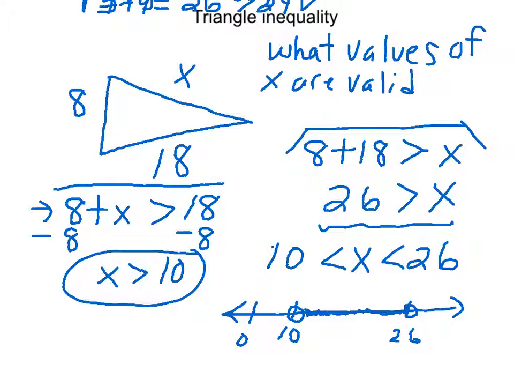You can't just plop any number you want in for x in this triangle. If you plopped in 2, that wouldn't be valid, because 2 plus 8 isn't bigger than 18. If you plopped in 30, that's not going to be valid either, because 18 plus 8 is not bigger than 30. So it's a nice little tool to know, and again, it's easy to forget for some reason. Let's try another one like this.